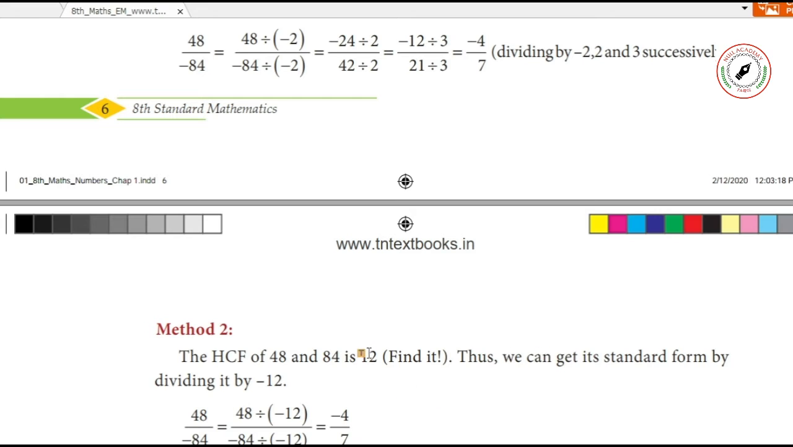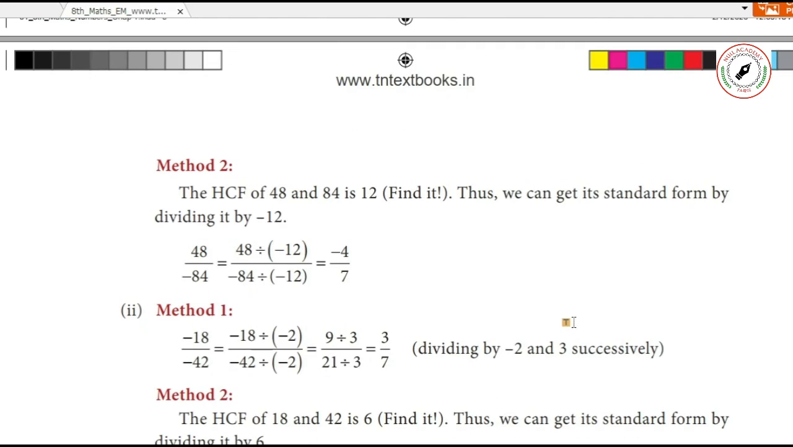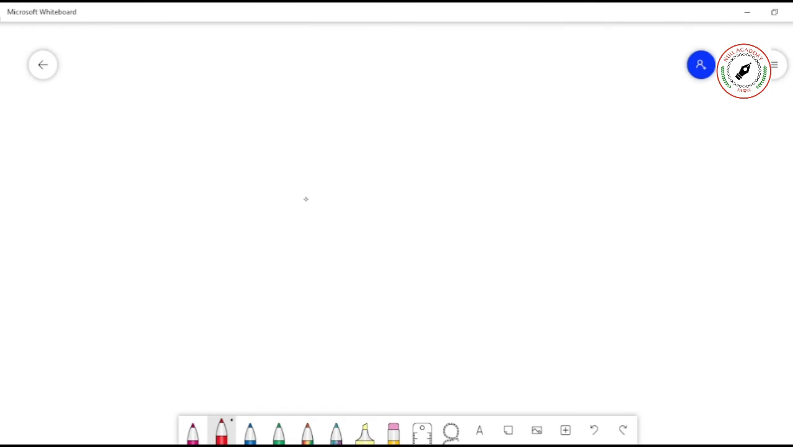Well, since you don't know the 12th table, you can do it with the 2 table and 3 table. That is easier, you know. How we can arrive at this in the normal method, that we will see. Same example, we will see that one here. Okay. Tell me the number. 48 divided by minus 84. Okay. So 48, comma 84. You put minus also, no problem.